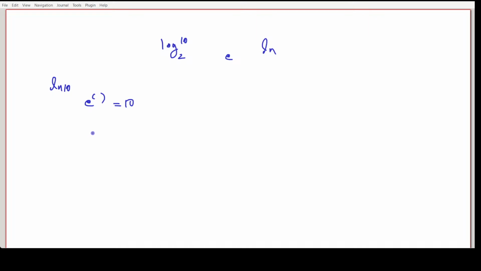Understood? Okay, e raised to what number is actually equal to 10? So, for example, all the natural logarithms, e must be there. Whenever you see ln, it just means log to the base e, whatever is that number. Instead of writing log to the base e, they will just mention it as ln.